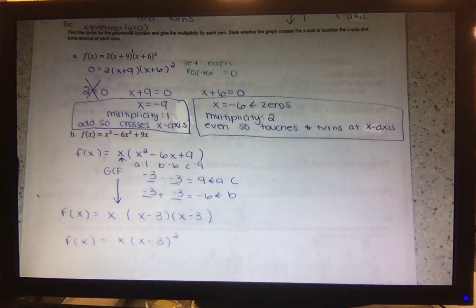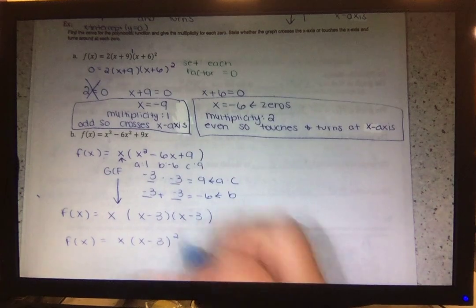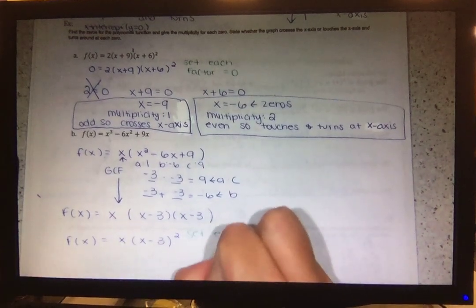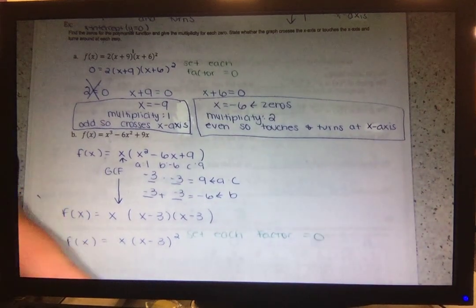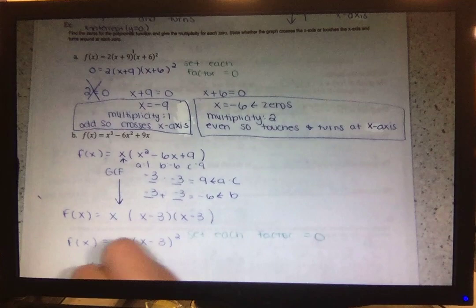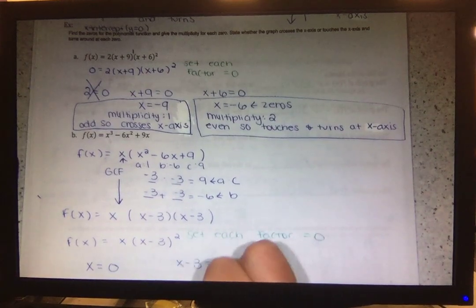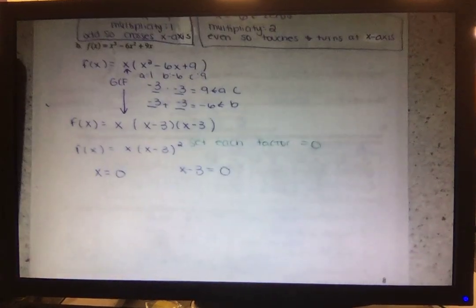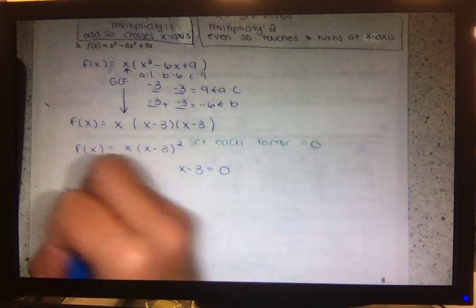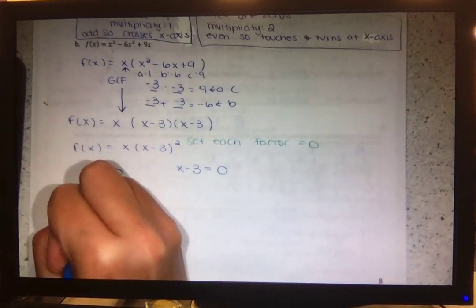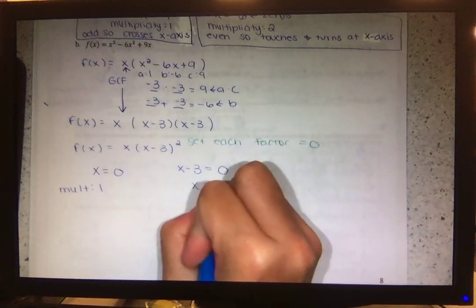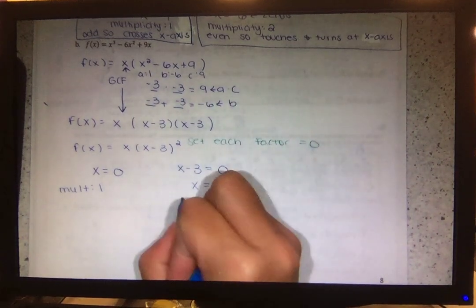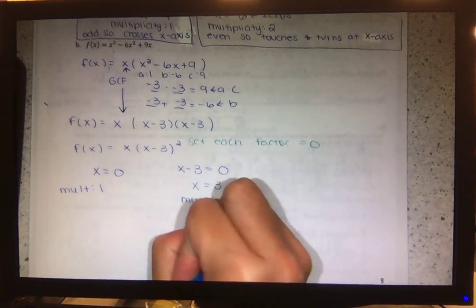So now I have it factored, so we can set each factor equal to 0. This time we have x equals 0 and x minus 3 equals 0. For x equals 0, how many times is that occurring? What's our multiplicity? 1. Good, 1. For x minus 3 equals 0, I need to solve for x, so I'm going to add 3 to both sides, so I get x equals 3. How many times is that occurring? What's my multiplicity? 2, good.